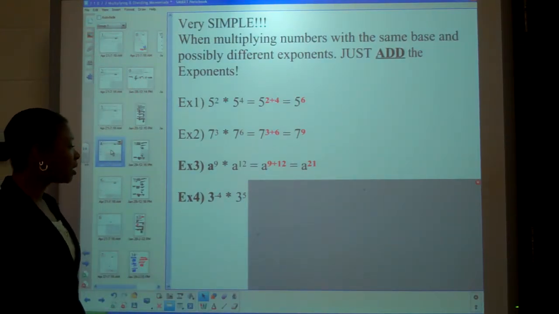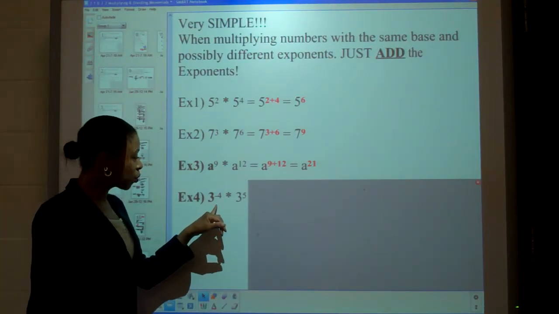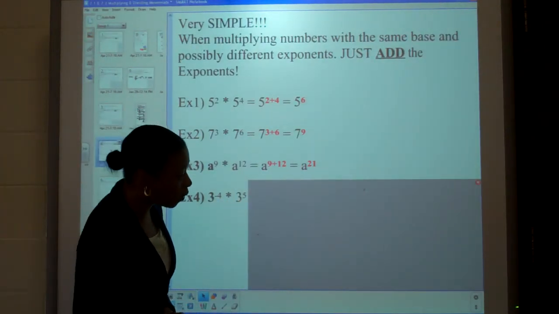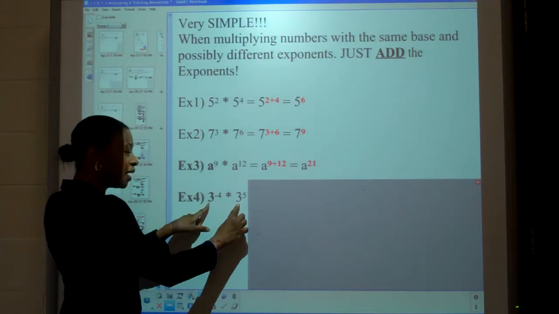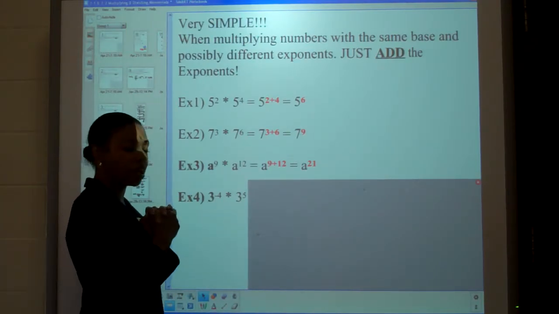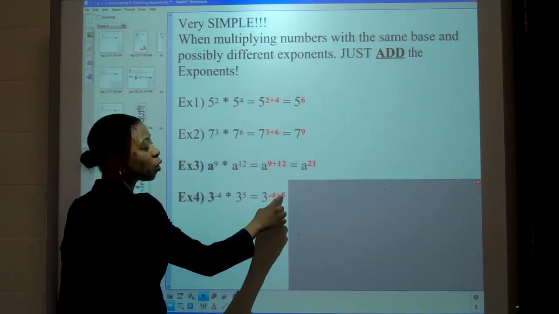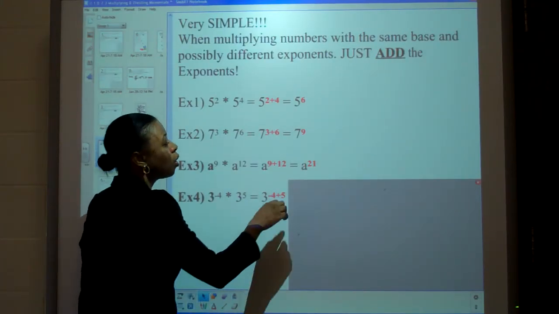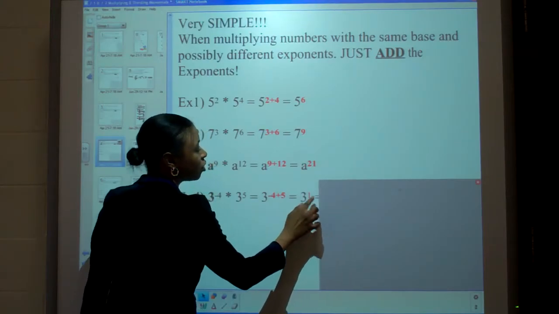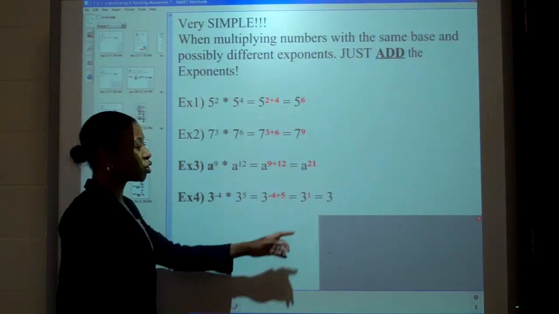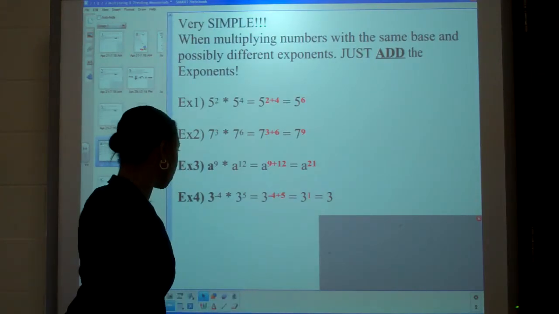Example number 4. Let's suppose I have the base 3 raised to the negative 4th power times 3 raised to the 5th power. Well, how do we do this? The base again is 3. So that's really just going to be 3 raised to the negative 4 plus 5 power. And that's going to be 3 to the 1st power. We know any number raised to the 1st power is just itself. So 3 to the 1st power is 3.